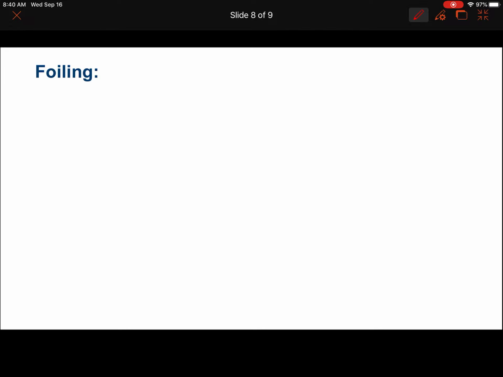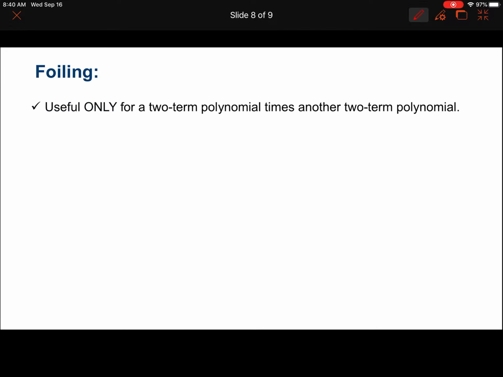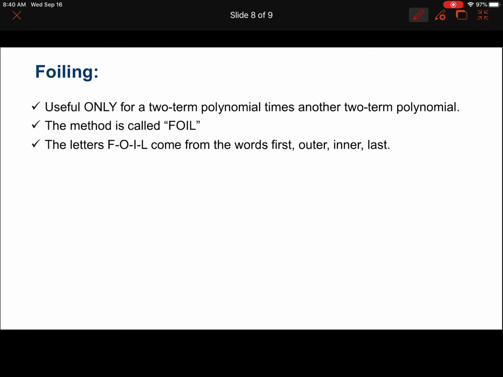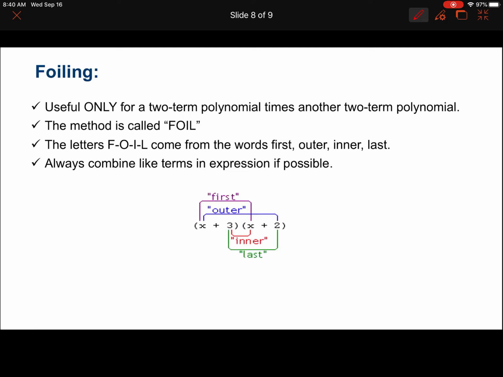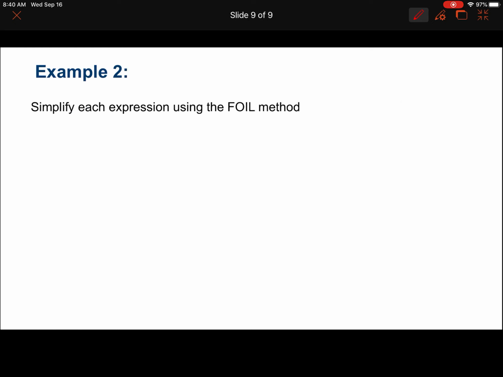The last thing we're going to look at is multiplying two binomials together. Remember, we call that FOILing. You can only use it with a two-term polynomial, so just a binomial times a binomial. Remember, the letters FOIL come from the words first, outer, inner, last. And then make sure you always combine like terms in your expression when you're done, if it's possible. Sometimes it's not. Here's just a little example on your first, outer, inner, and last when you're multiplying them together. If you need some help with this, you've been doing this for several years, so hopefully you're good at this.